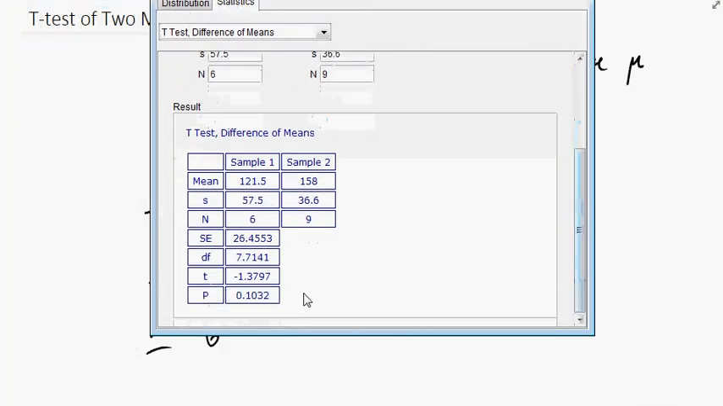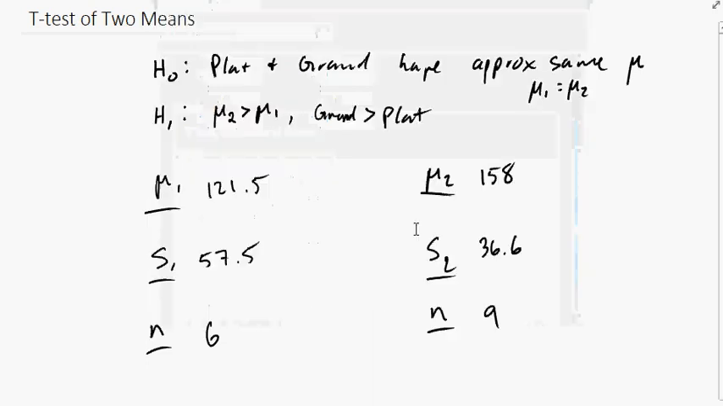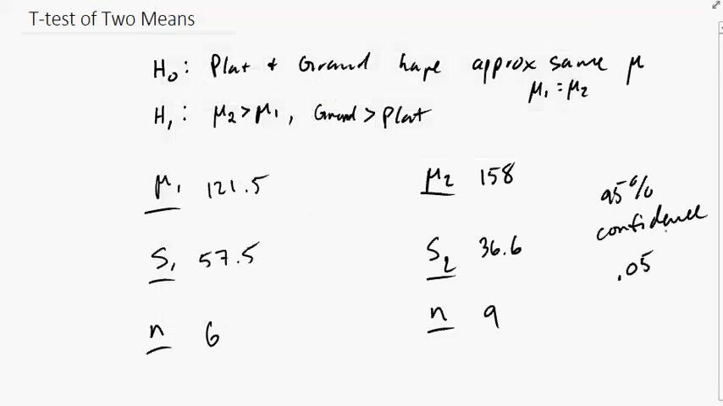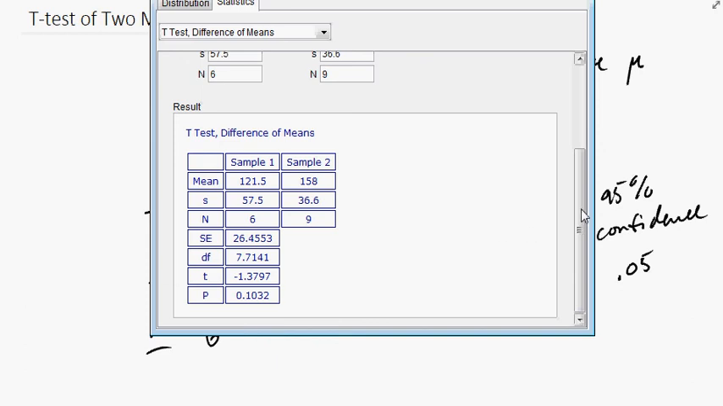Scrolling down to the bottom, remember we were at a 95% confidence rate. That means if p is less than 0.05, then we know for sure something's fishy is going on. We would reject this and go with our alternative. We would say, actually, Grandmaster is larger. But looking at this example, even though it seems like the Grandmaster should be a lot higher, statistically, it doesn't pass the p-test. We can't reject H0. We can't say for certain that they're significantly different because p is not less than 0.05.